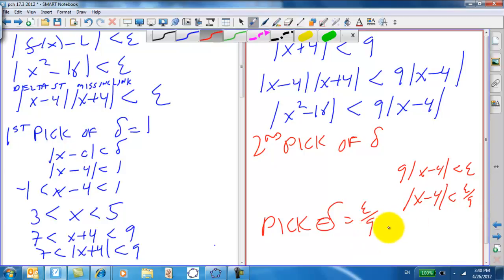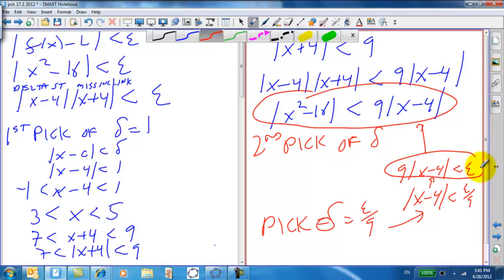By doing that, that'll force this, which will force this, which will force the absolute value of f(x) minus L less than epsilon. See how that works by the transitive property of inequality? These two put together make the absolute value of x squared minus 16 less than epsilon, which is what we want. The thing is, though, this inequality here came from picking delta to be epsilon over 9. And this inequality here came from picking delta to be 1. Now, you can't have both. You have to pick your specific delta.